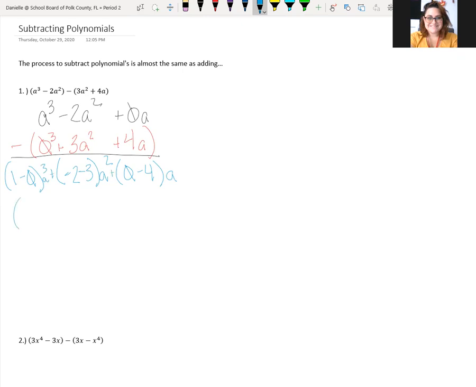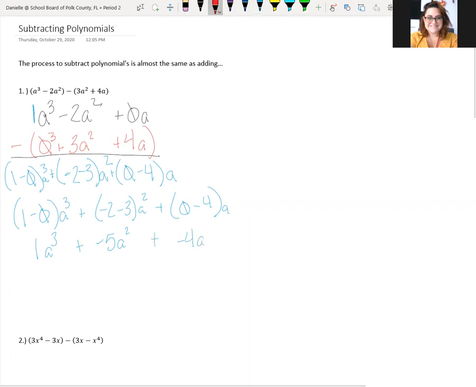So I'll write that out again so you can actually read it this time. 1 minus 0, and it's 1 because there's a 1 here, a to the third, plus negative 2 minus 3, a squared, plus 0 minus 4, a. 1 minus 0 is going to give me 1a to the third. Negative 2 minus 3 is going to give me negative 5a squared. And 0 minus 4 is going to give me negative 4a.